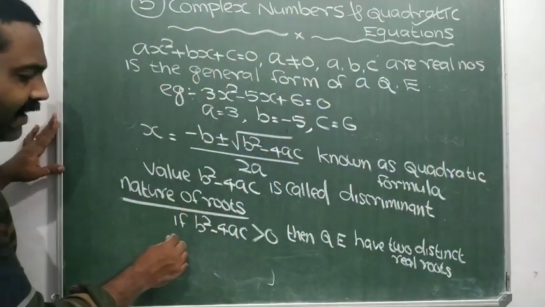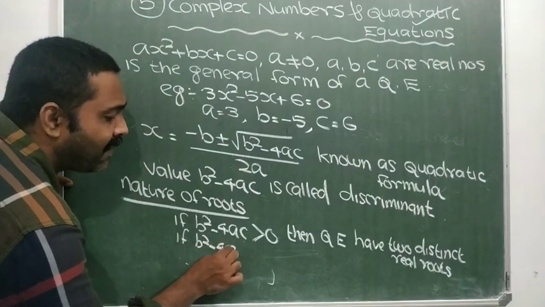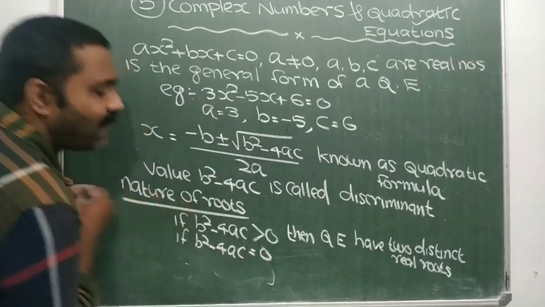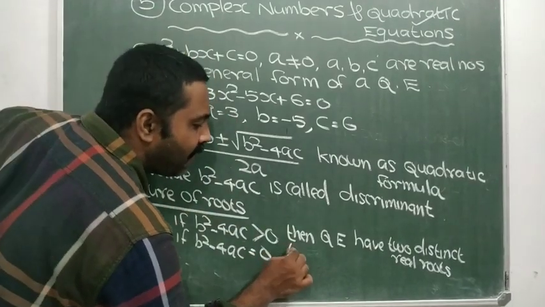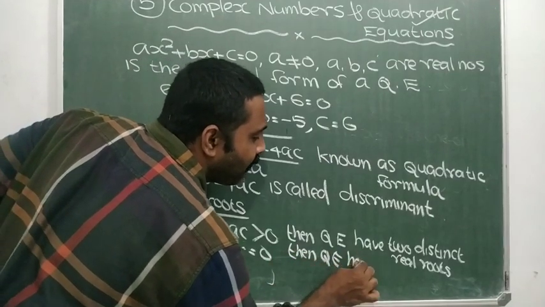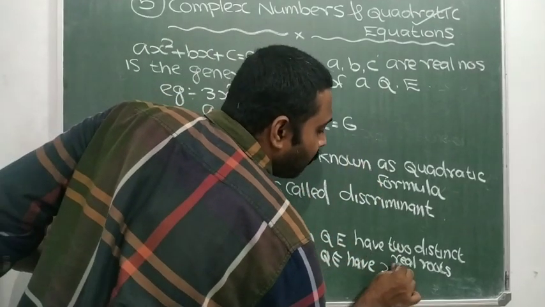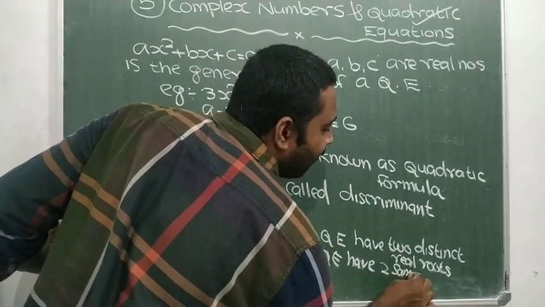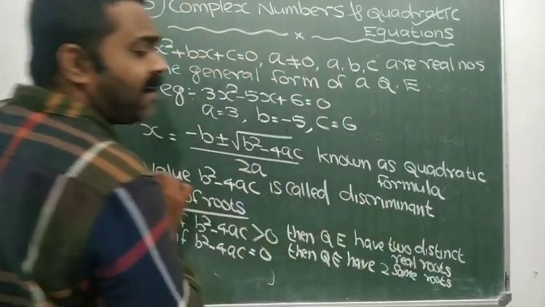Then second condition, if b square minus 4ac equal to 0, that is the value of the discriminant will be equal to 0, then the quadratic equation has two same roots. That is, the roots are equal.